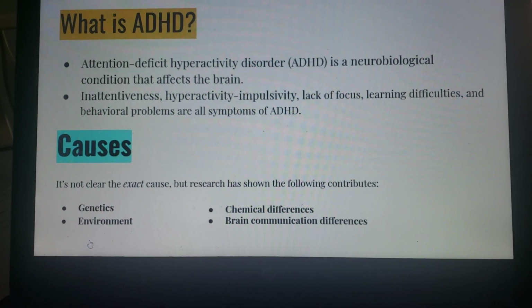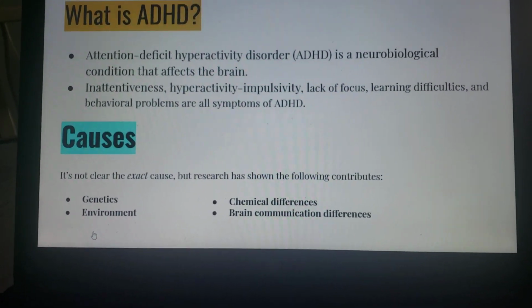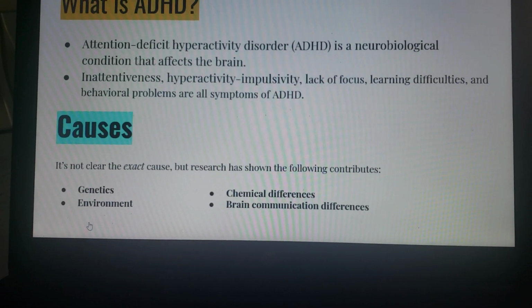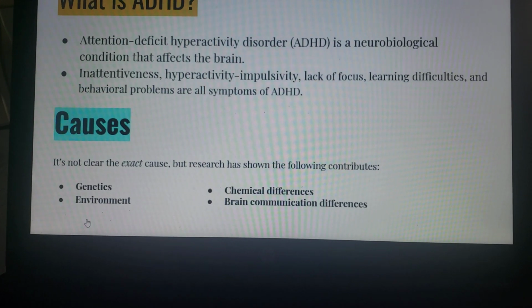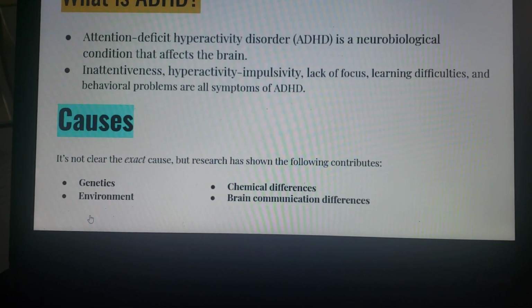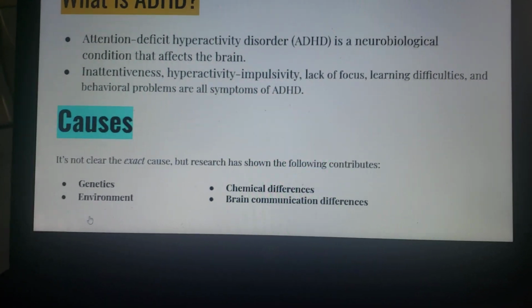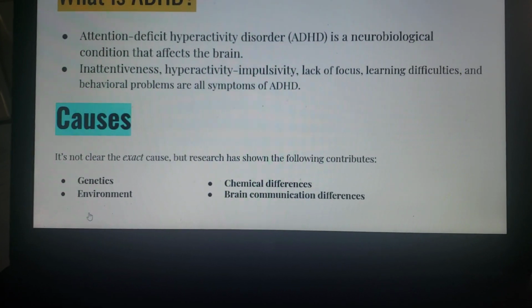Now, the causes. There is not an exact cause, but research has shown that the following are contributors: genetics, environment, chemical differences, brain communication differences. All of these things they have found play a part in ADHD.